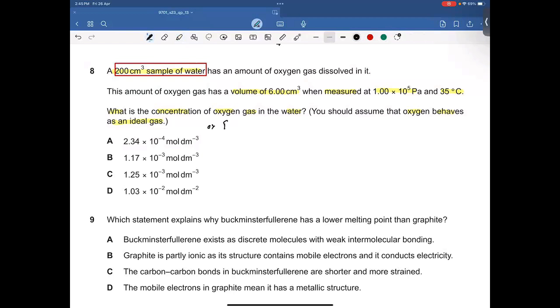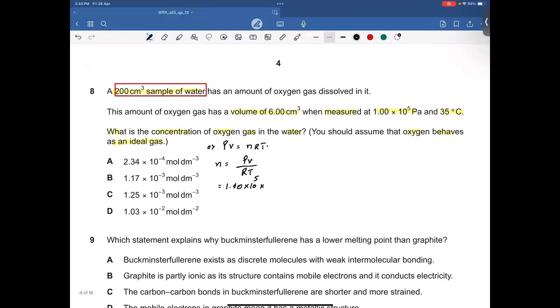let me apply PV equals nRT. I have to find the number of moles by using this equation. I know the pressure, which is 1.00 times 10 to the power 5. Volume is given as 6 cm cube. I have to convert it into meter cube. So it must be 6.00 times 10 to the power minus 6 meter cube.